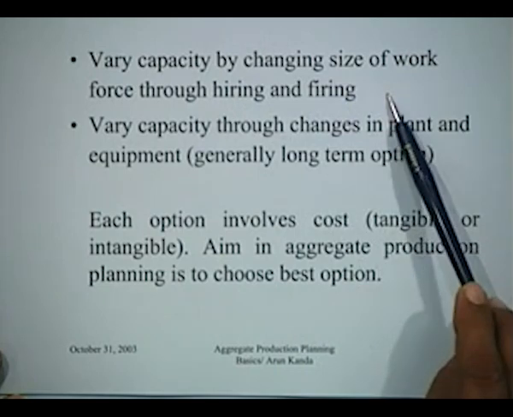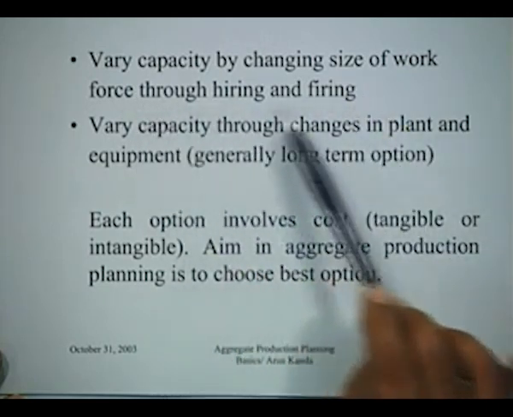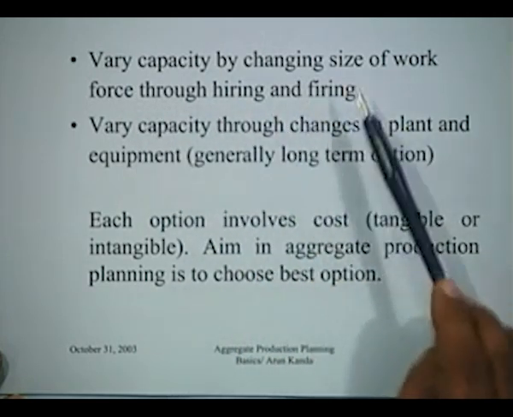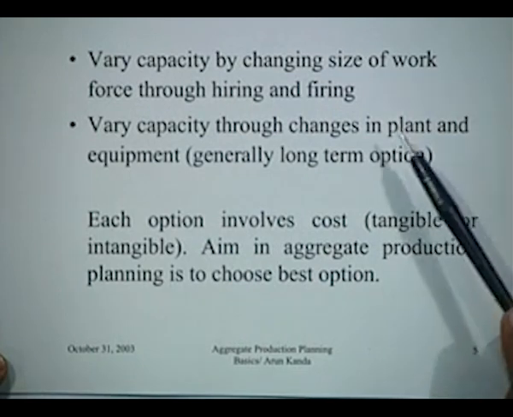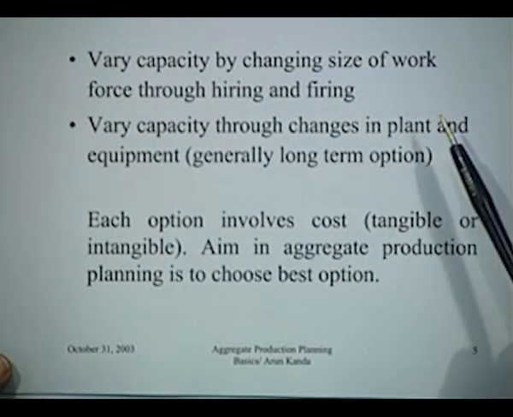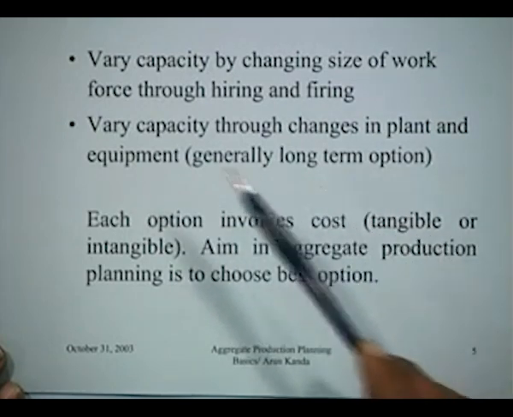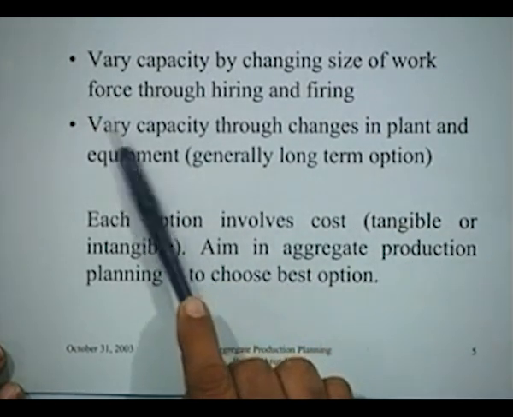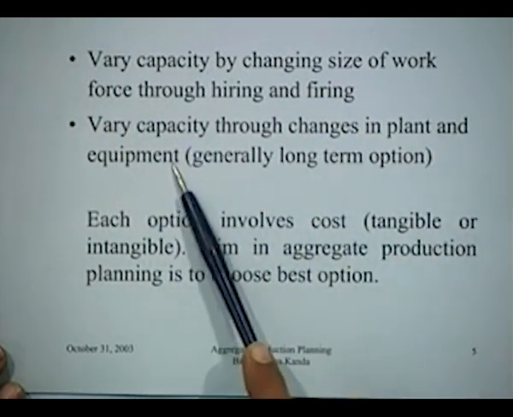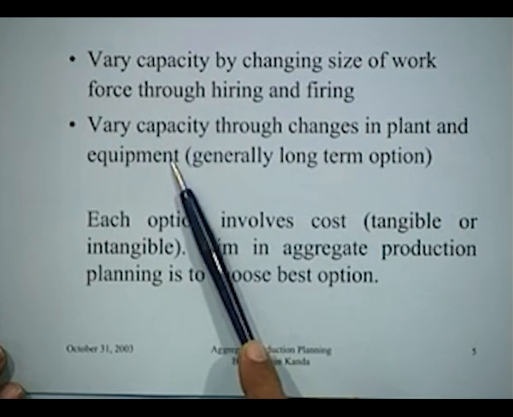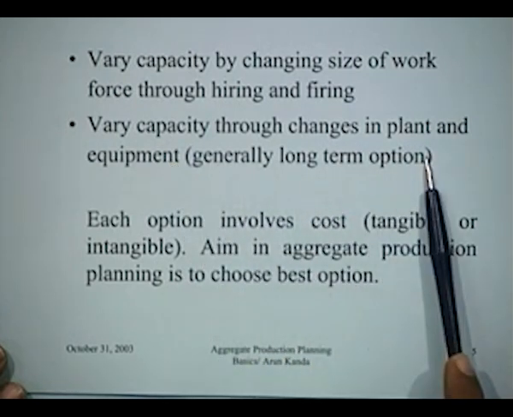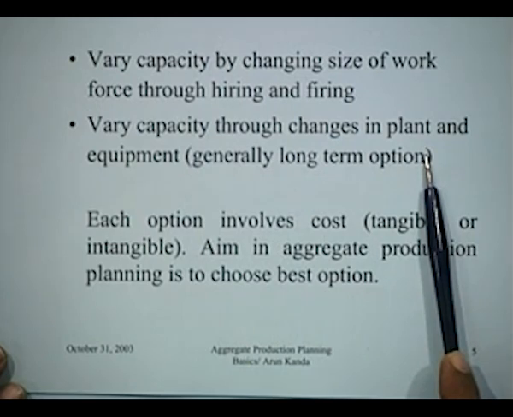So, there are costs associated with hiring and firing, and one of the major purposes in aggregate production planning is actually considering these various costs which are associated with these various options, and trying to select a strategy which is the optimum strategy in terms of meeting the fluctuating demand. You can vary the capacity through changes in plant and equipment, but generally, as I said, this is the long term option and is not considered when you are talking about aggregate production planning.